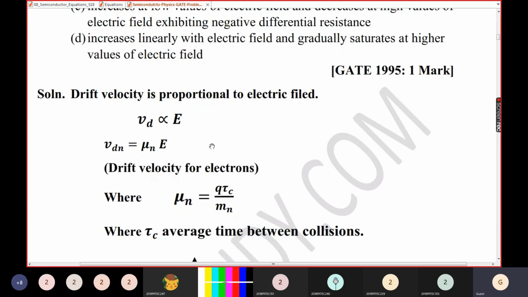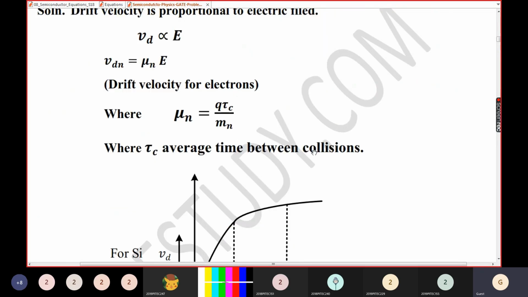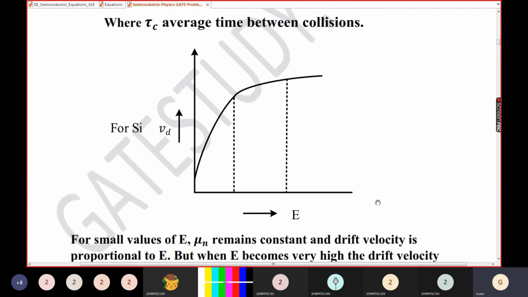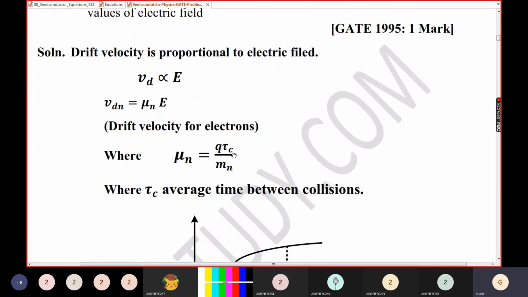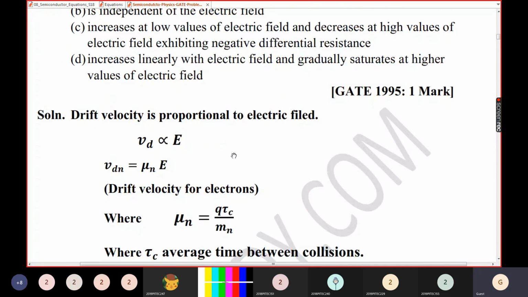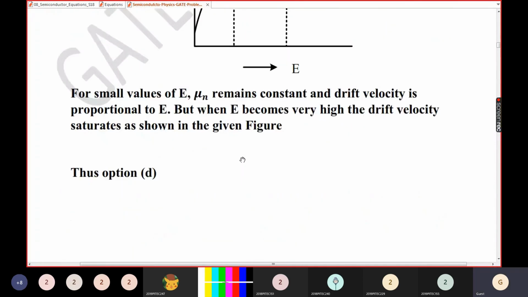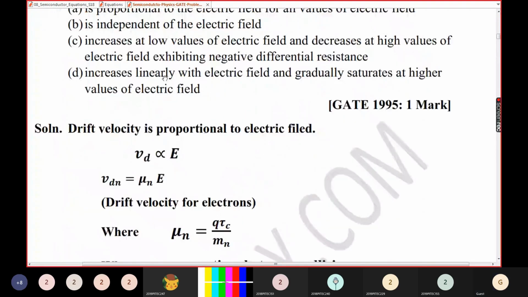So therefore, the drift velocity is given by the formula mu n is equal to q into tau c divided by mn, and this tau c represents your average time between collisions. This is represented by the energy band diagram given here. In the x-axis, you have the applied electric field, and the drift velocity for silicon is on the y-axis. This is how the collision time period is increasing. So therefore, you will have the answer as increasing linearly with electric field and gradually saturating at higher values of electric field.